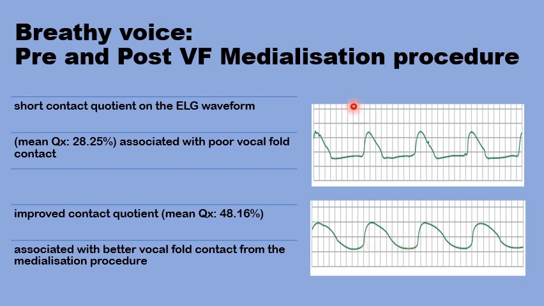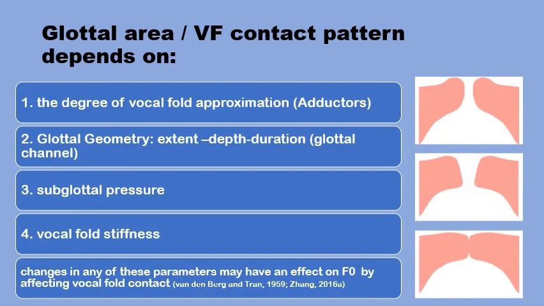So what are the factors that this vocal fold contact pattern depends on? Primarily the degree of the vocal fold approximation by the adductors, the glottal channel geometry, its extent, its depth, and the duration of the contact, the subglottic pressure, and the vocal fold's intrinsic stiffness during adduction. Changes in any of these parameters can influence the fundamental frequency by affecting the vocal fold contact mode.